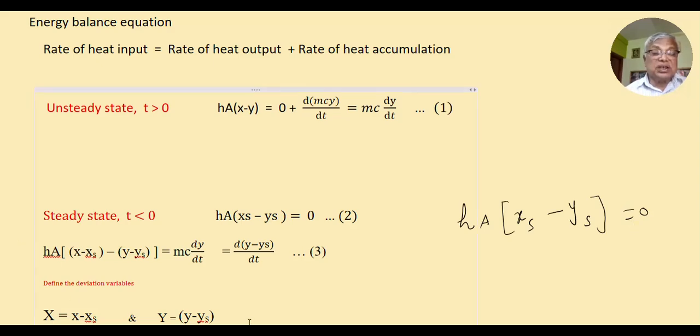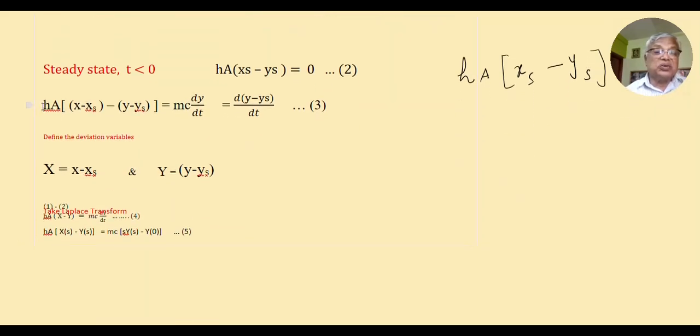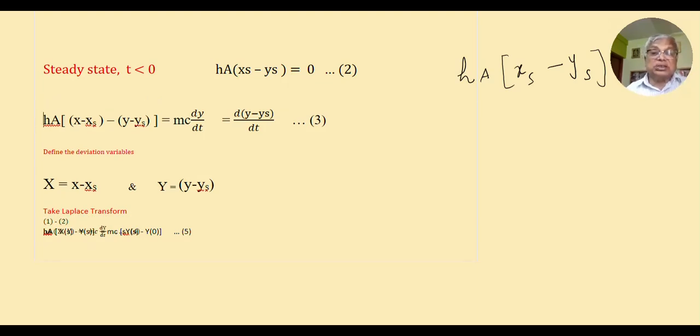Now next, we will subtract these two equations. We have written the unsteady state heat balance equation and the steady state heat balance equation. If you subtract equation 1 minus equation 2, it gives HA into [(x minus xs) minus (y minus ys)] equals mC dy/dt.